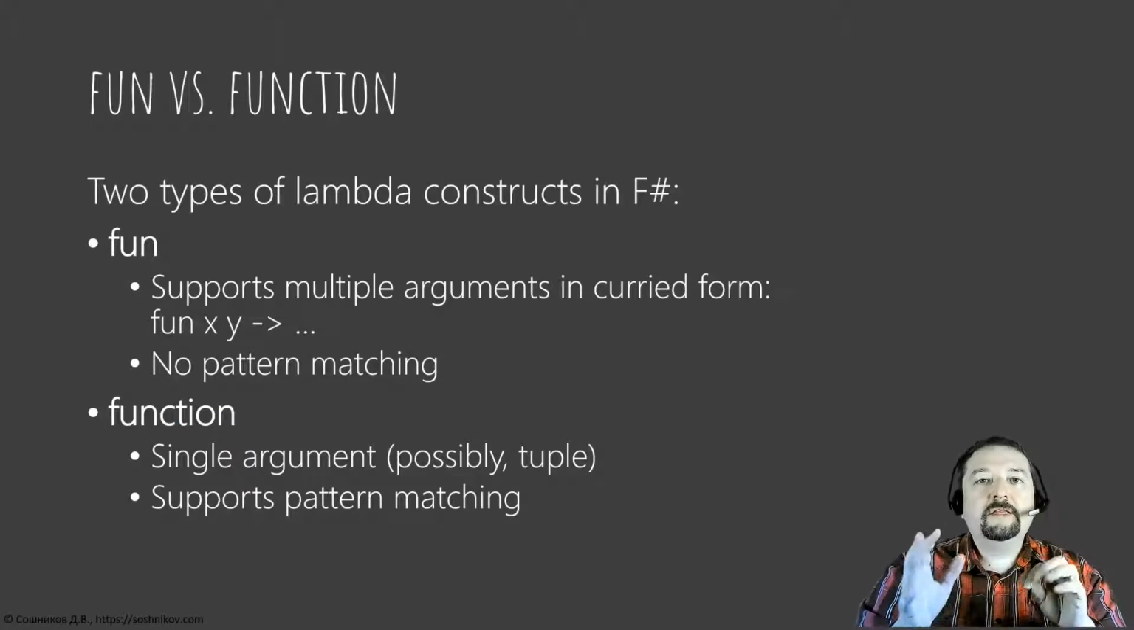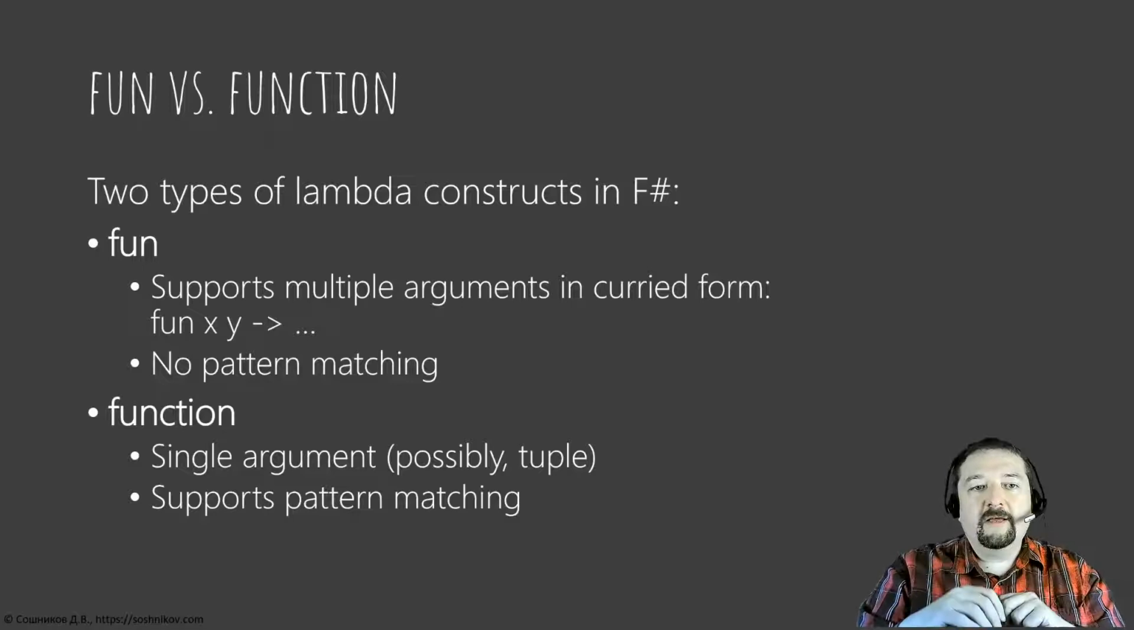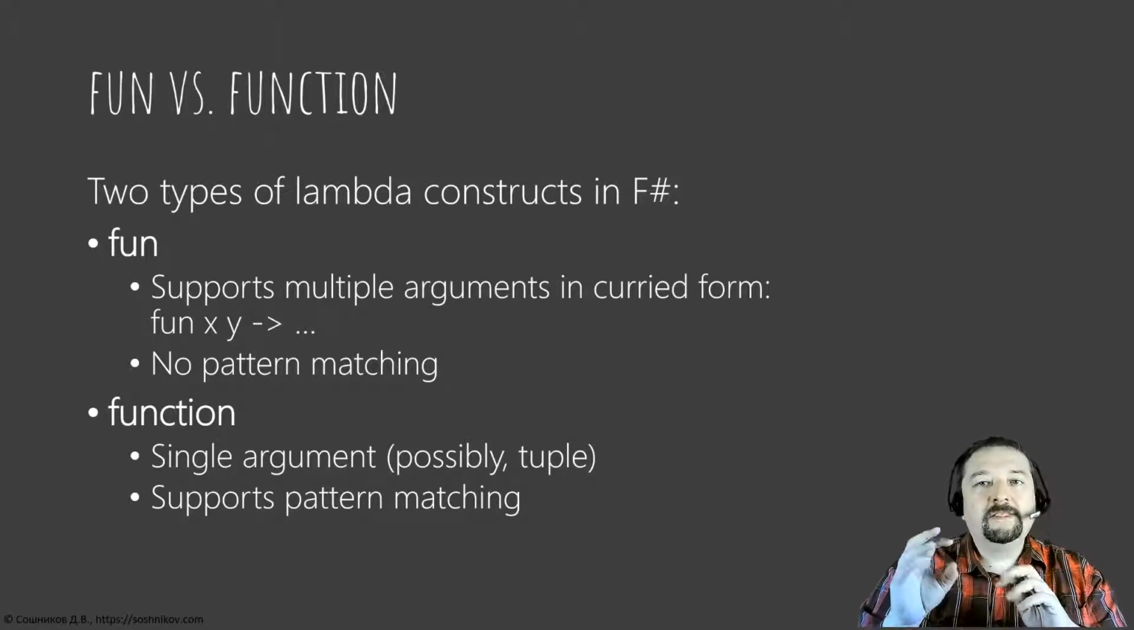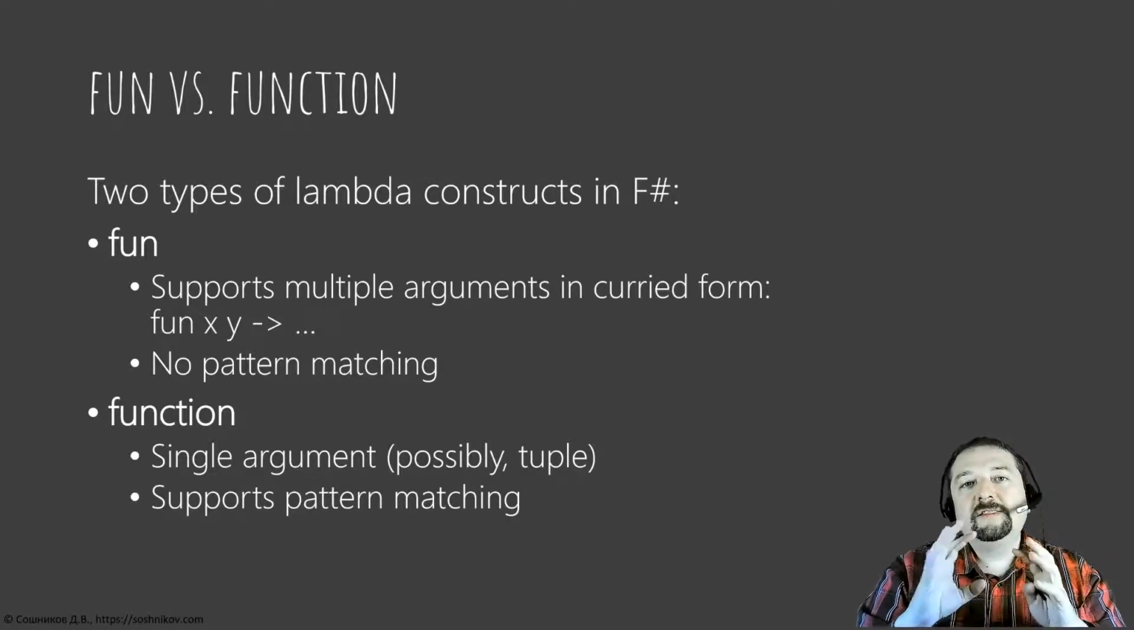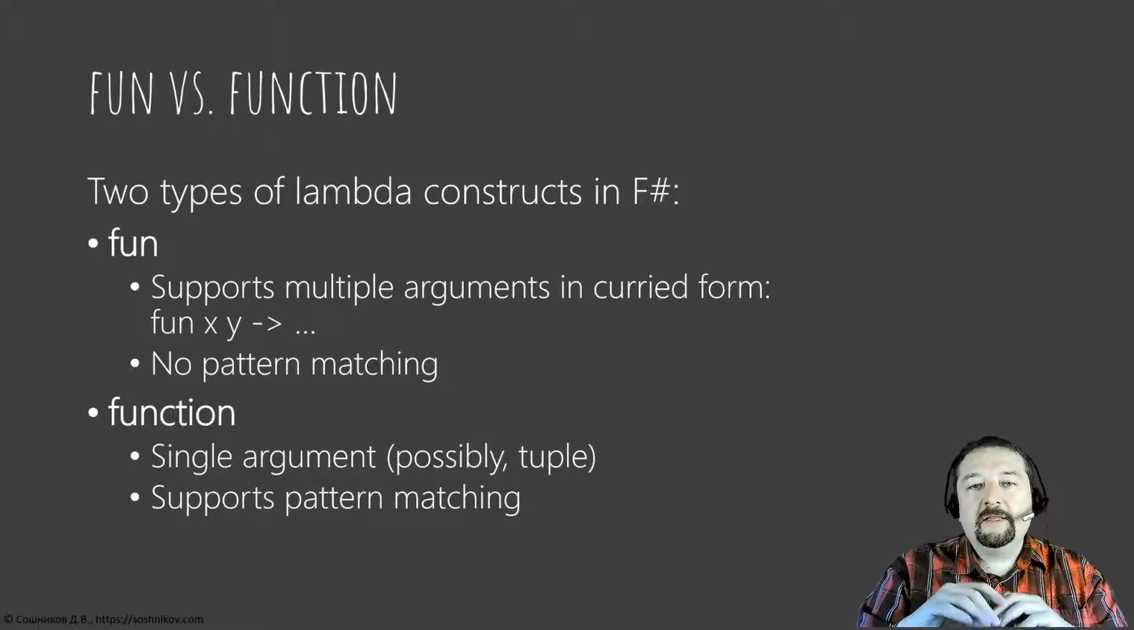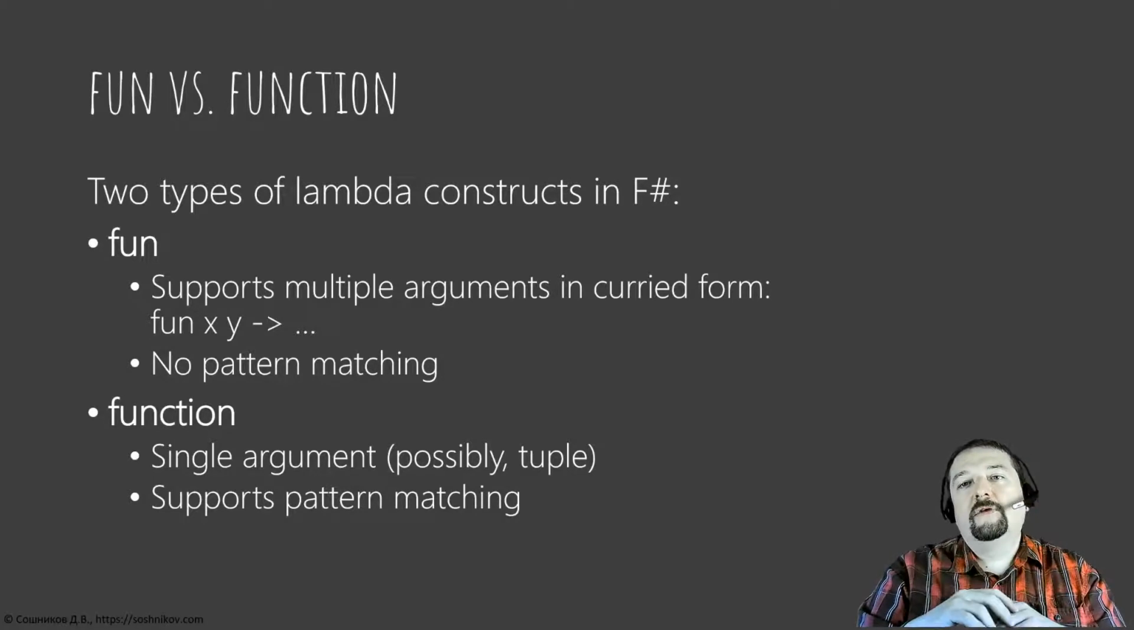And then again, I want to say that in F#, for some reason, there are 2 constructions for lambda expressions. One of them is fun, another one is function. They are very similar, and if the function has just one simple argument, you can use any of them. But fun supports multiple arguments. You can say fun x y instead of writing fun x, fun y. You can just say fun x y. So it supports currying and multiple arguments, but no pattern matching. Function supports only single argument, possibly tuple, and it supports pattern matching. Like if you want pattern matching, you use function. Why do we need those 2 kinds of constructions? Because the syntax of the language becomes more concise, like this.